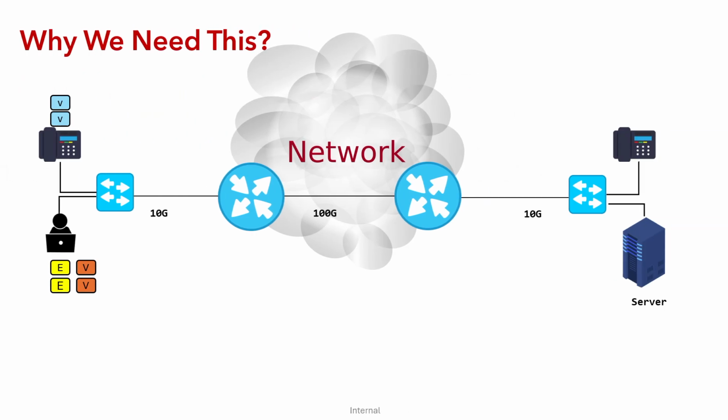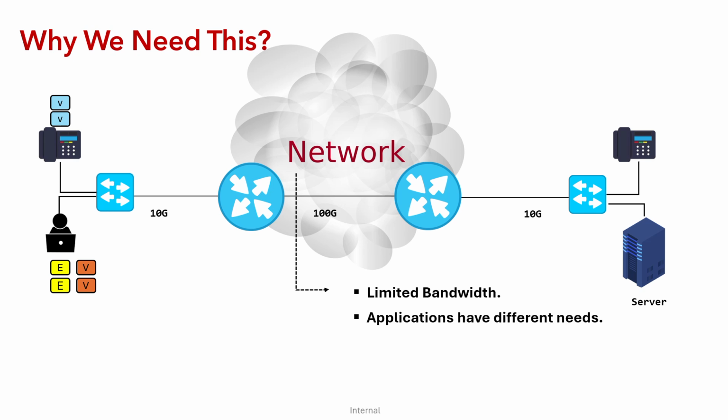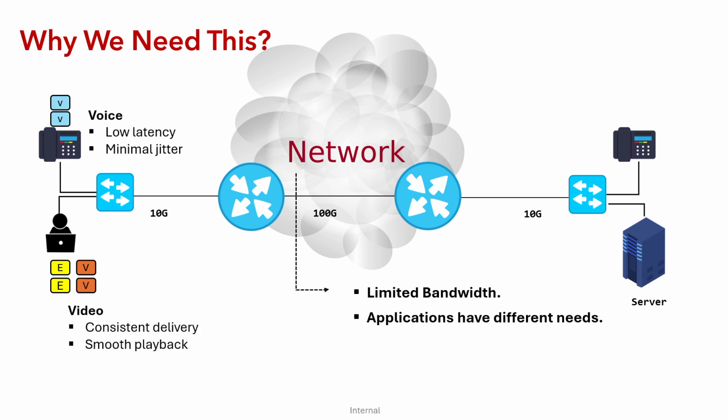In modern networks, bandwidth is always limited, but not all applications are the same. Some applications are highly sensitive to delay and performance, such as voice, which requires low latency and minimal jitter, whereas video requires consistent delivery and smooth playback. Data applications can tolerate delays but still need some reliability. And because of these differences, we cannot treat all traffic equally.